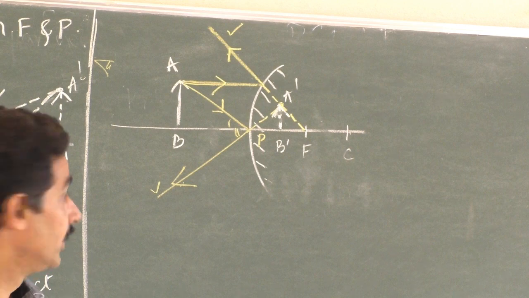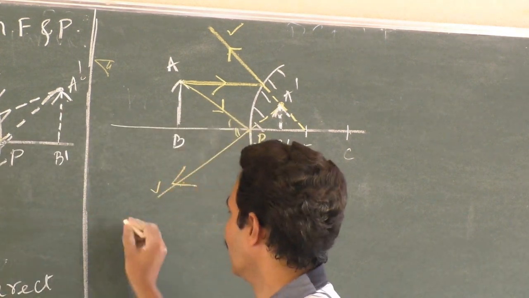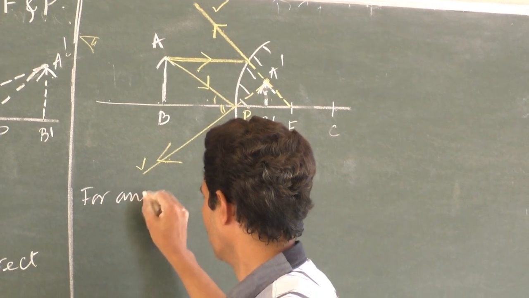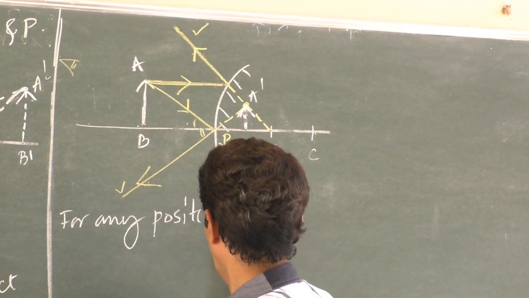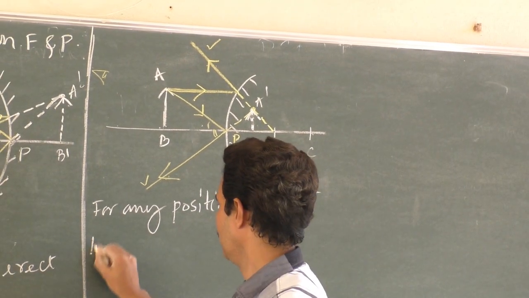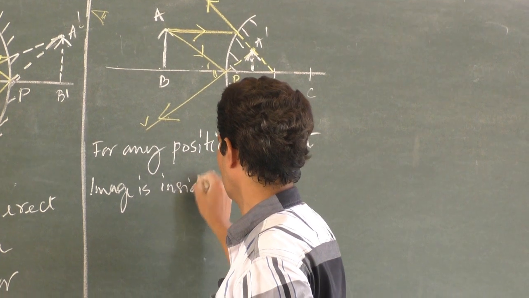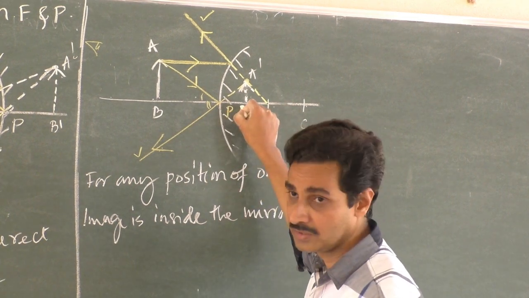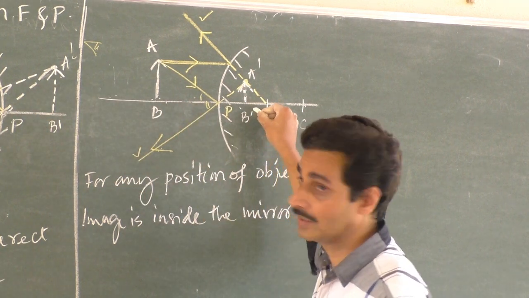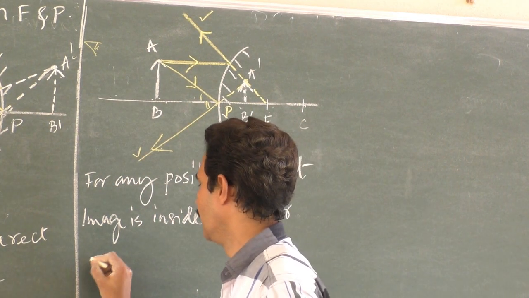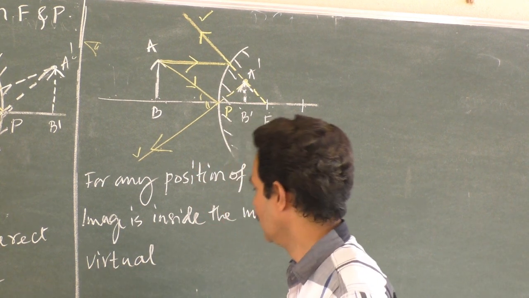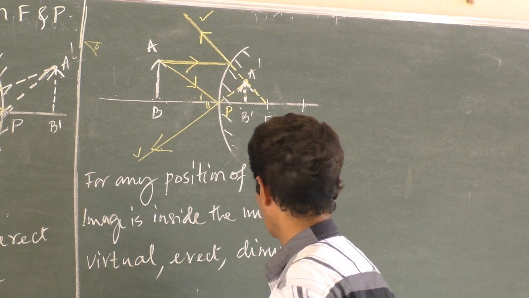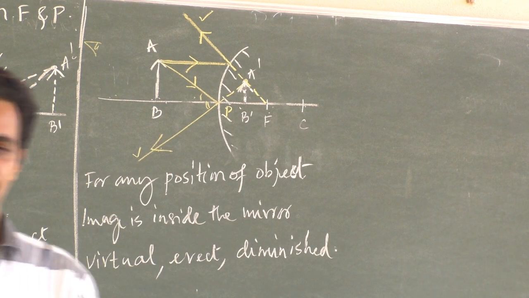Right. So in a convex mirror, wherever the object is, you keep it here, here or here, for any position of the object, the image is inside the mirror. Of course, it will be within the focus. Inside the mirror, it will be within the focus, because only when you take the object at infinity, you will get the image at the focus. Image is inside the mirror, virtual, because rays do not actually meet, erect and diminished. It is smaller in size. Virtual, erect and diminished. So this is the special case of convex mirror.